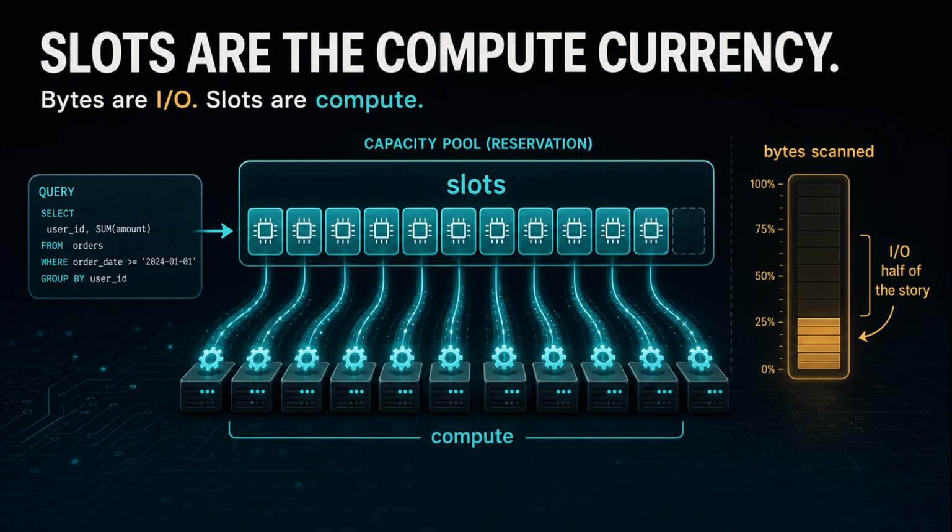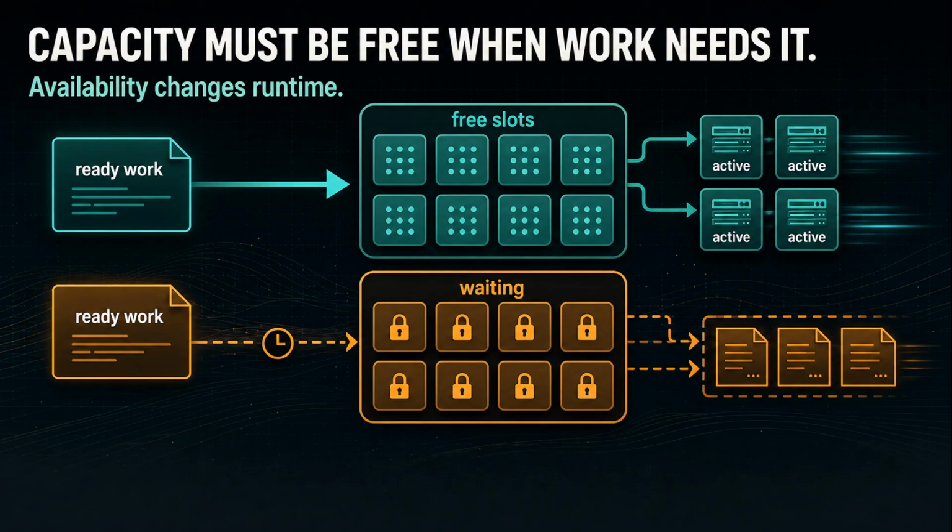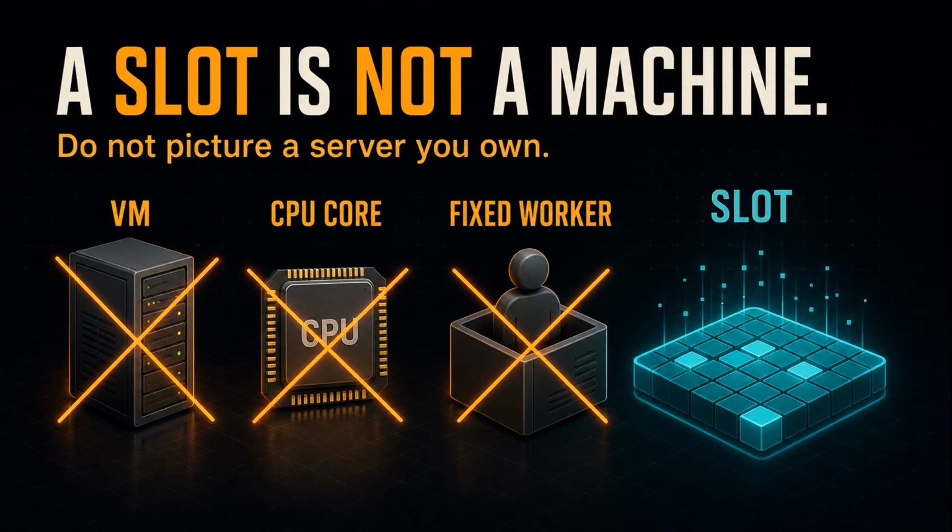The missing half is the slot, the compute currency BigQuery actually spends to run your query. And that currency is the lens for the whole episode. Right. Bytes explain what you read off disk. Slots explain how a query actually spends compute and whether the capacity was free the moment it needed it. So before we say what a slot is, it helps to kill the wrong pictures first.